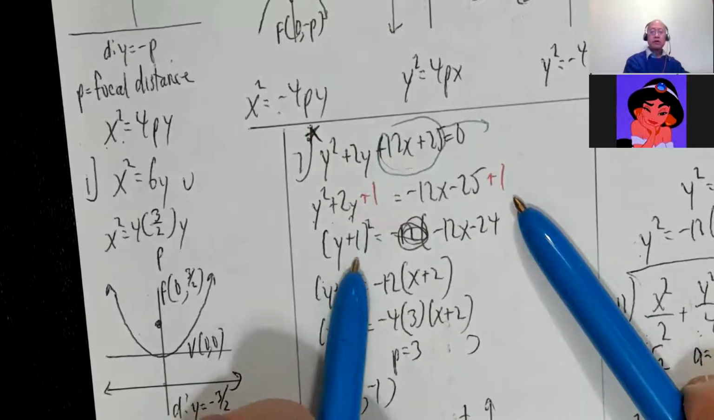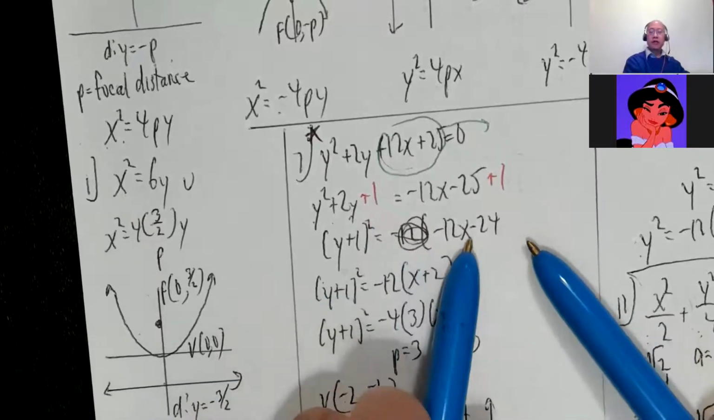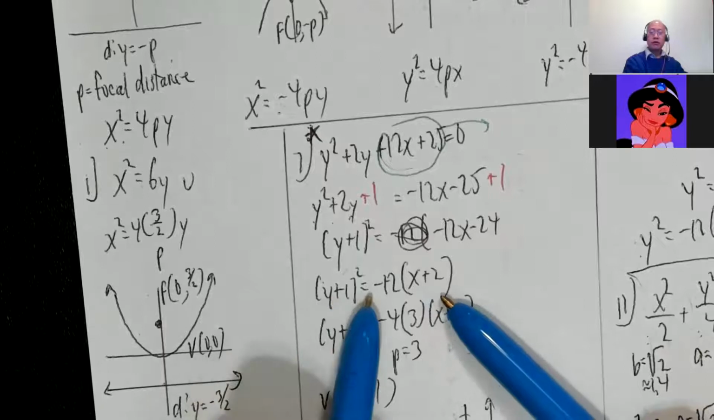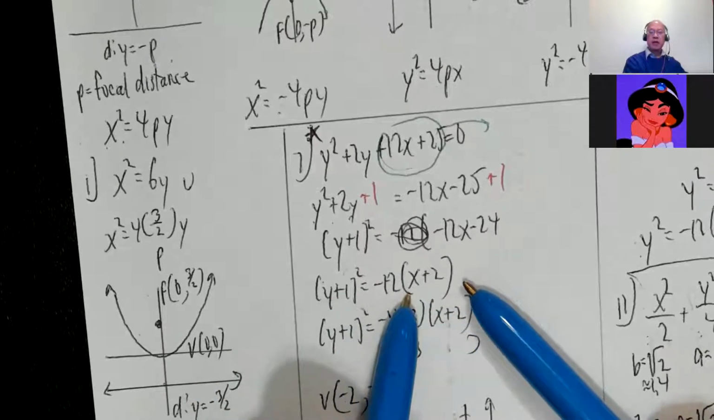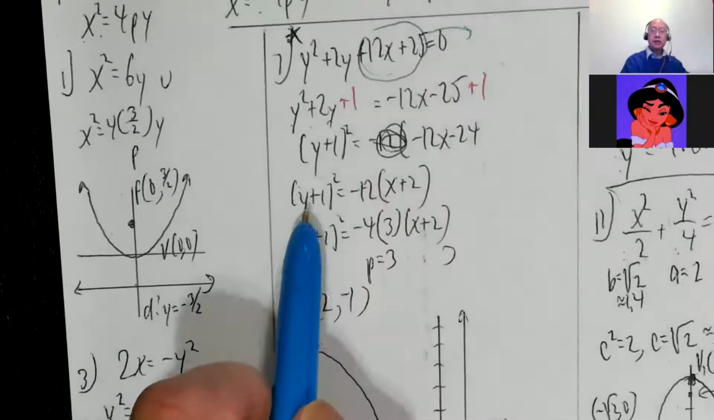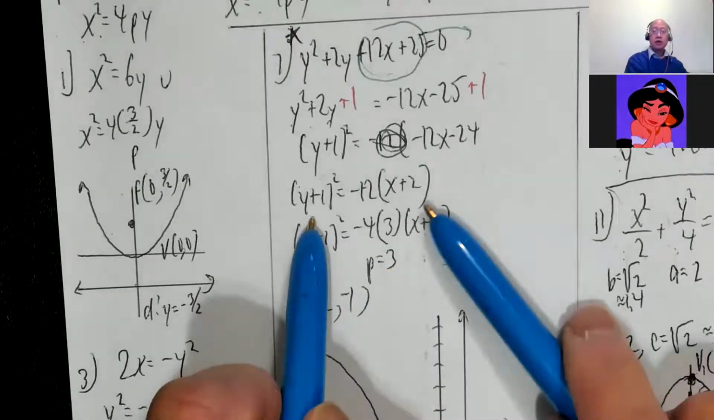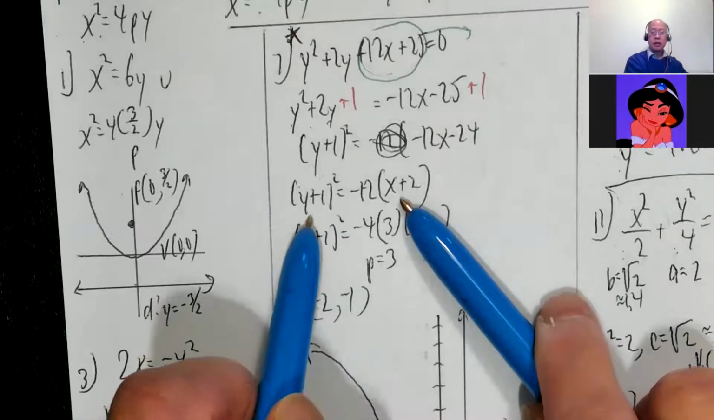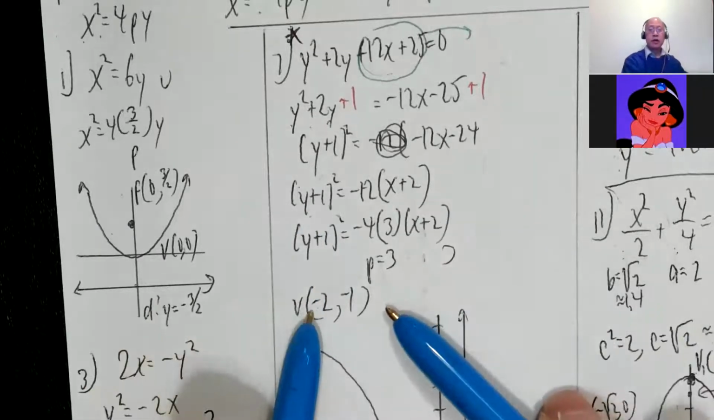Factor: y plus 1 squared equals negative 12x minus 24. Okay, factor out the negative 12. Y plus 1 squared equals negative 12 times x plus 2. Right? So this tells me a translation of 2 left and 1 down. Is that right? Which means the vertex is going to be negative 2, negative 1.